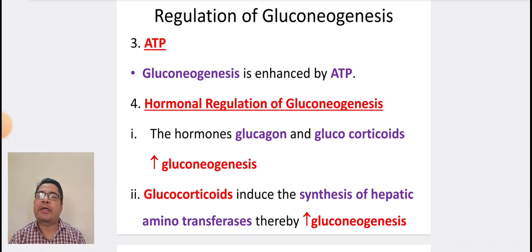Third regulatory factor is ATP. Gluconeogenesis is enhanced by ATP. Fourth factor is hormonal regulation of gluconeogenesis. The hormones glucagon and glucocorticoids increase the gluconeogenesis. Glucocorticoids induce the synthesis of hepatic aminotransferases, thereby increasing gluconeogenesis.